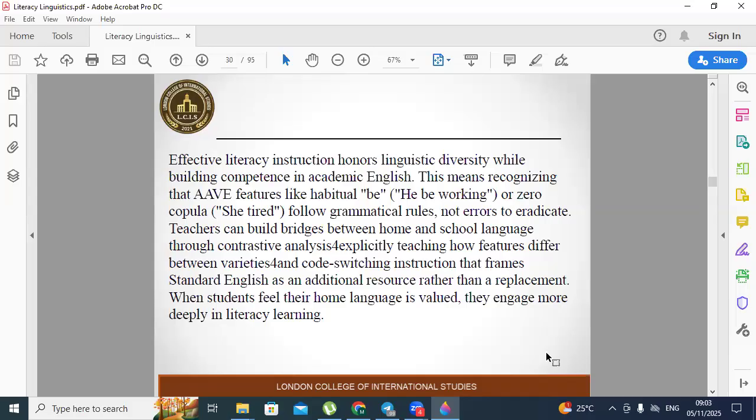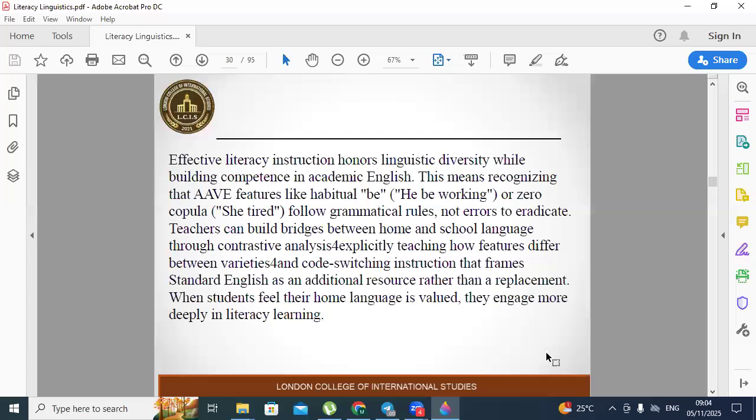Teachers might say something like, languages and dialects are like different tools. You wouldn't use a hammer when you need a screwdriver, right? Similarly, we use different language varieties in different situations. The way you talk with your friends might be different from how you talk in a college interview, and that's perfectly normal and appropriate.